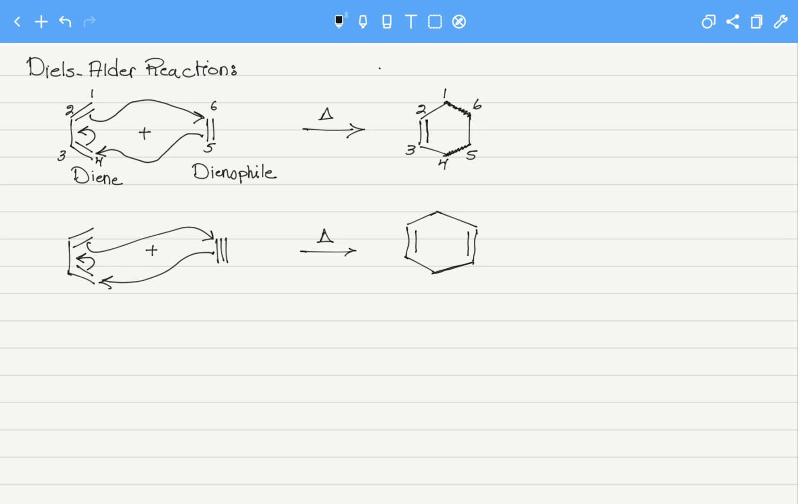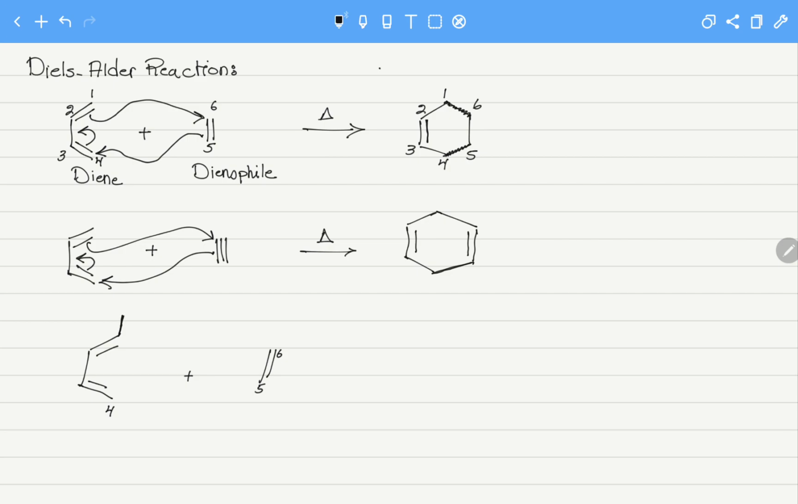In this video, we will learn how to draw the products of a Diels Alder reaction, and most importantly, how to correctly predict the stereochemistry of the products. The most important thing that we have to pay attention to is the groups which are at the terminal carbons of the diene, so at carbons 1 and 4, and the groups that are at the carbons 5 and 6 of the dienophile.